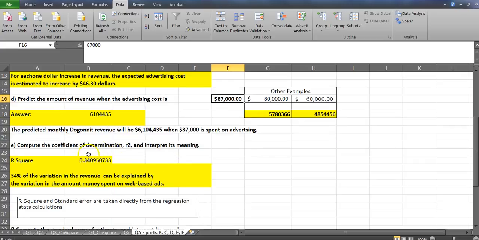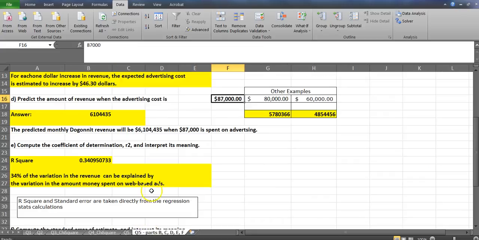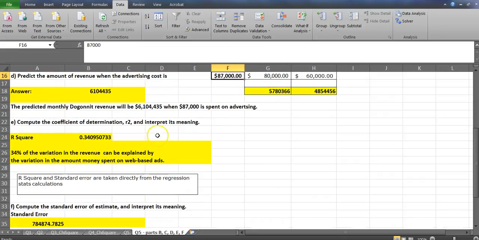Lastly, we have the coefficient of determination, which is the correlation coefficient squared. Again, that's the R squared pulled from the output here. What that number is, you can convert it to a percent, is basically saying that 34% of your dependent variable, in this case revenue, can be explained by the variation in the amount of money spent on web-based ads. And that's it. So it's the percent of variation in your dependent variable explained by your independent variable.